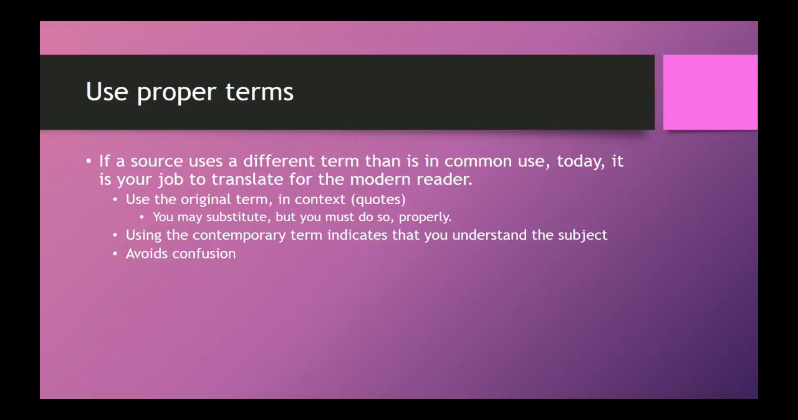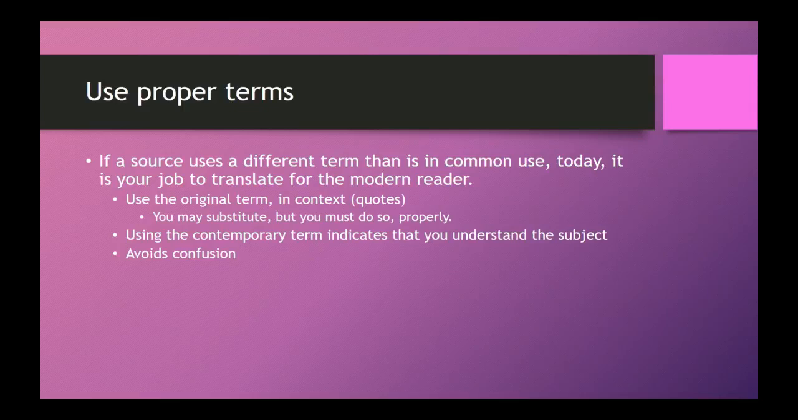If a source uses a different term than what's in common use today, and this is especially important with sources pertaining to race and ethnicity, we use different terms than we used 100 years ago, even different terms than we used 50 years ago. And so if you're citing a source, for example, for African Americans in this country, and you're using a source from the 20s or the 30s, it's going to refer to the Negro and colored people. And that's perfectly acceptable in that context, if you're quoting it.